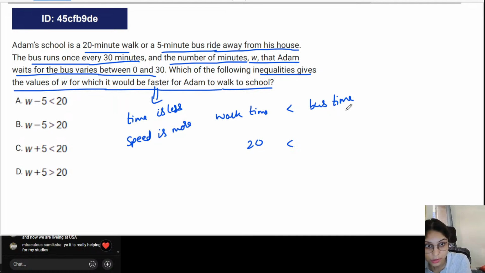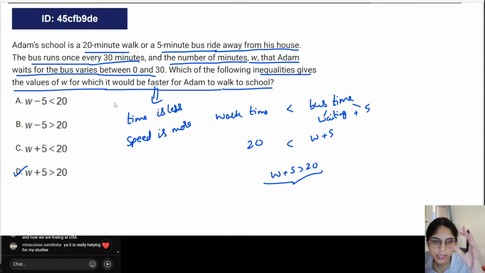Bus time includes W plus 5 because there is waiting also, and then the bus is taking 5 minutes. So W plus 5 should be greater than 20 so that it is faster for him to walk to school. Total bus time is W plus 5: W is your waiting time, 5 is the time that the bus is taking, and 20 is your walking time. So if walking has to be faster, the time taken by the bus has to be greater than the time taken by walking. That is why W plus 5 is greater than 20.